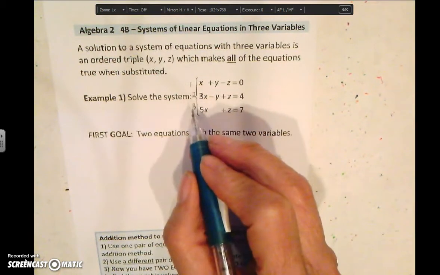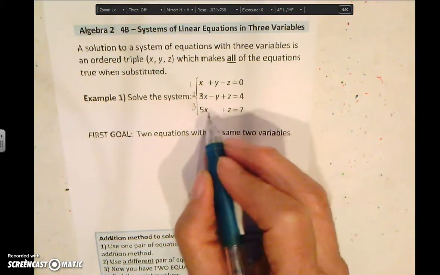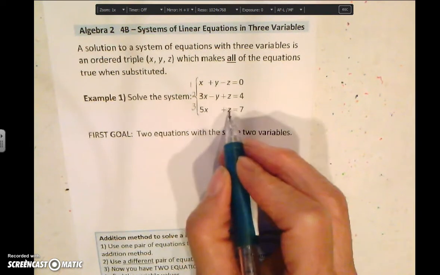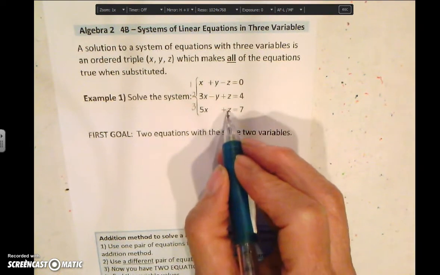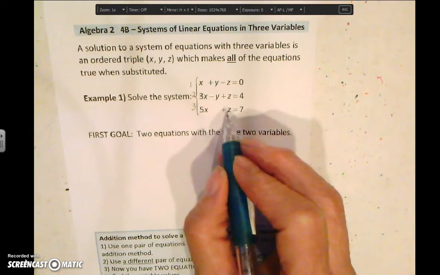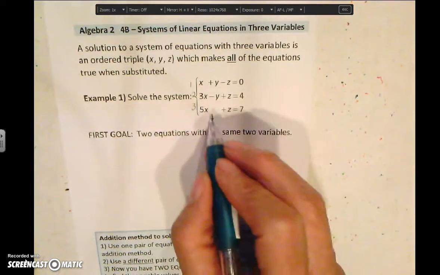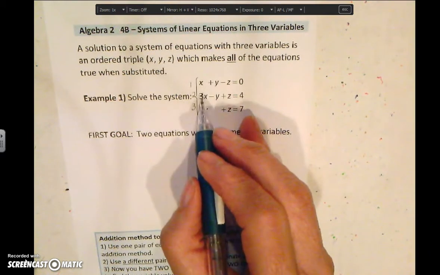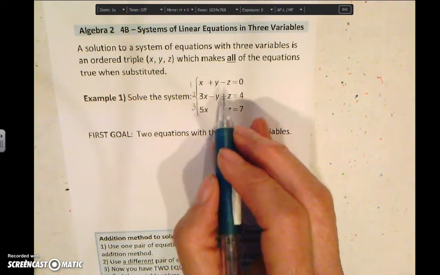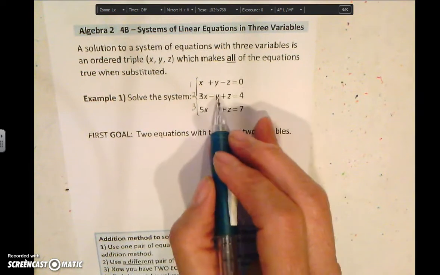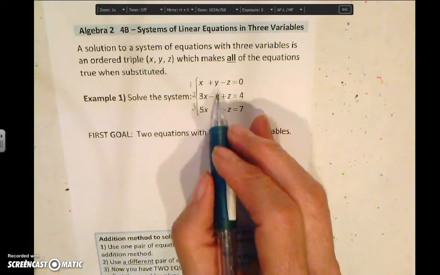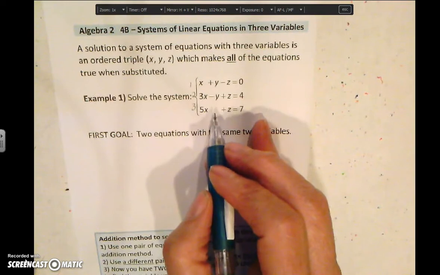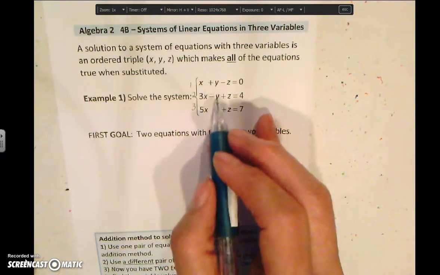I numbered them 1, 2, 3. This third equation has just 2 variables, the x and the z. So I'm going to use that as one of my equations with 2 variables. Now to get my other one, I'm going to use addition elimination, and I'm going to add these 2 rows. You see it's set up pretty nicely because if I add these 2 rows together, the y's are going to eliminate, and that's what I want to happen.